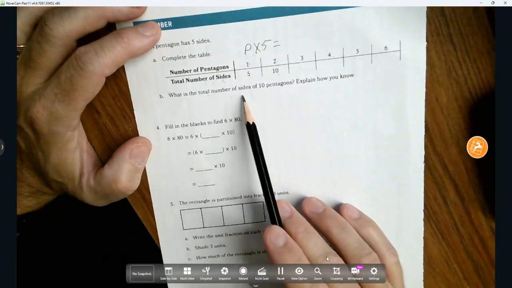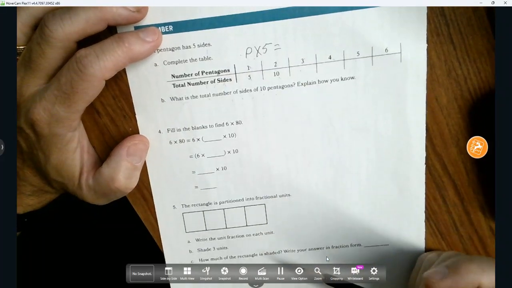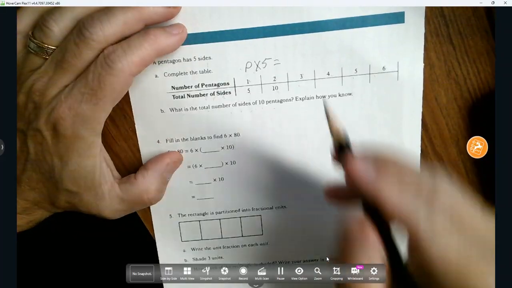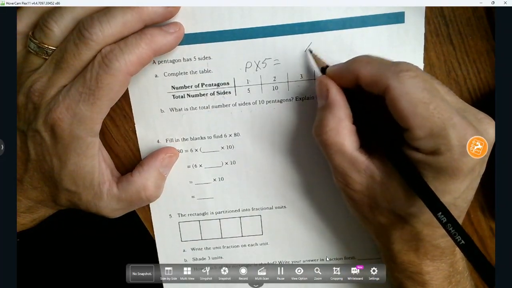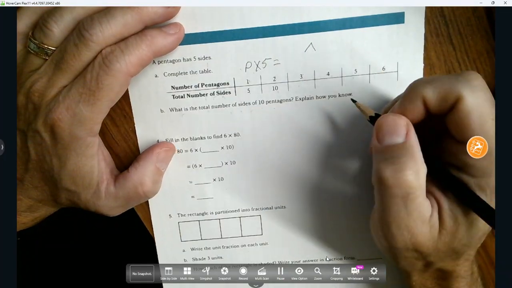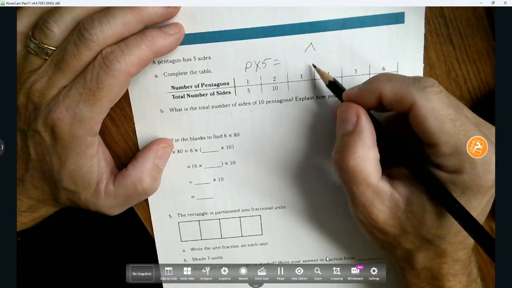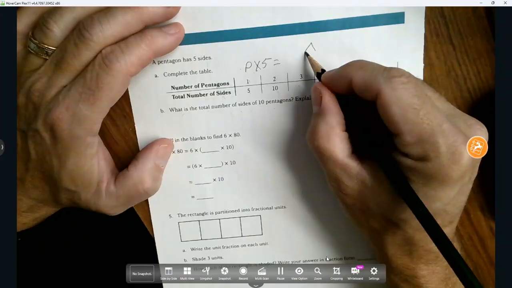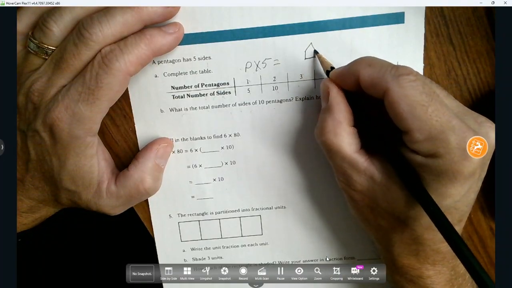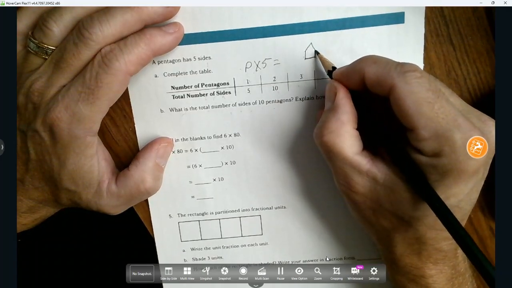What is the total number of sides of 10 pentagons? Explain how you know. Well, if you want, you could maybe draw a pentagon. Everyone remember a pentagon? We start with our, I don't know, what do we want to call this? It's like the greater than sign. How about we just call it a house? Because we're going to take here, here, here. So we have 1, 2, 3, 4, 5 sides. Remember, it comes to a point.